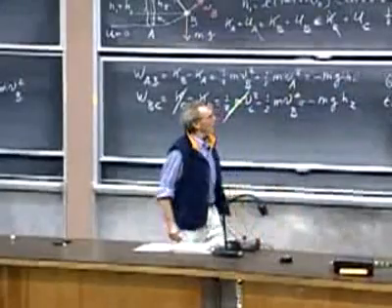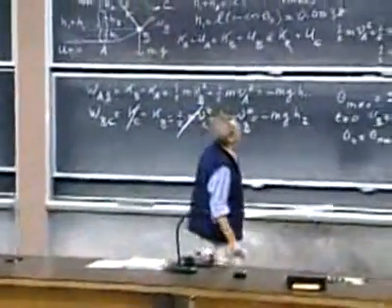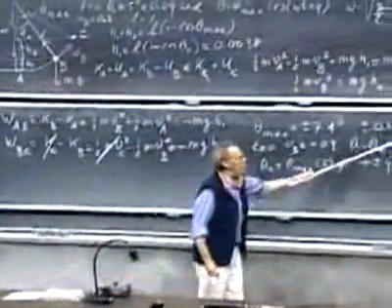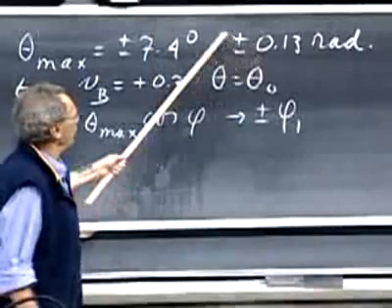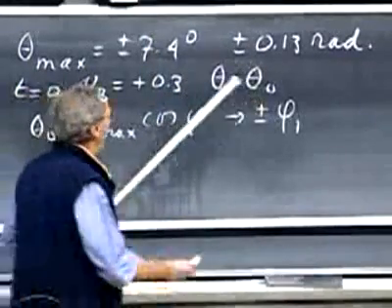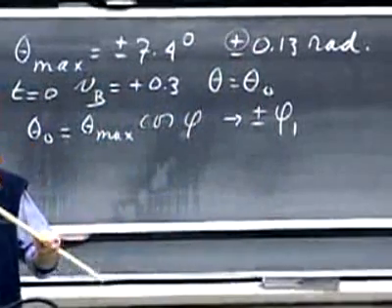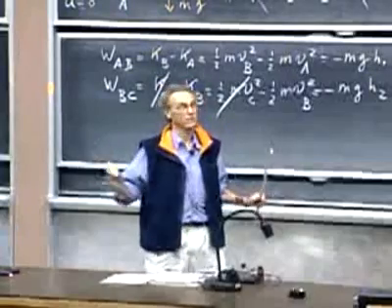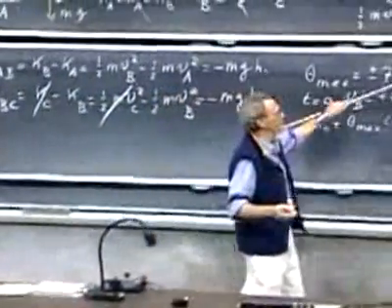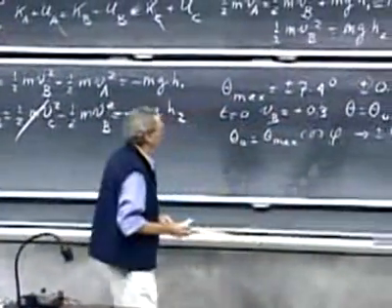By the way, when you find that theta maximum equals plus or minus 0.13 radians, you could have picked either plus or minus. I picked the plus. If you would have picked the minus, you would have found a different phase angle. But you can't pick minus. Just want to remind you that I picked the plus in whatever follows.